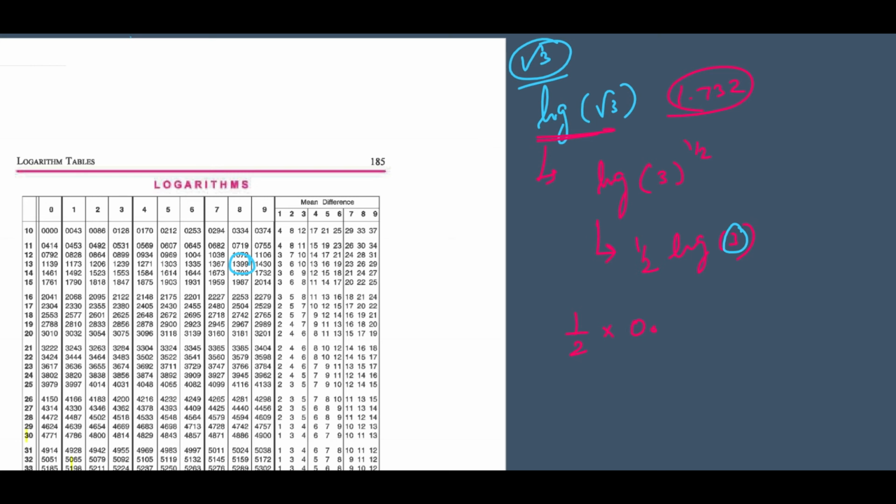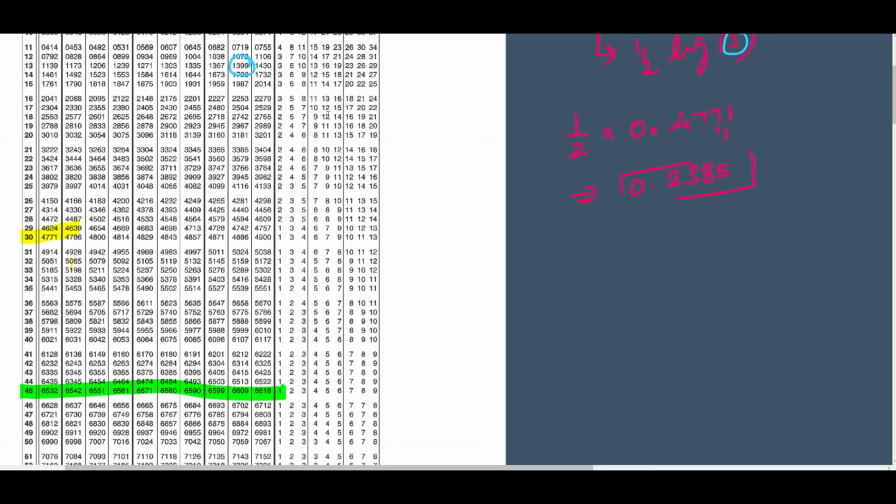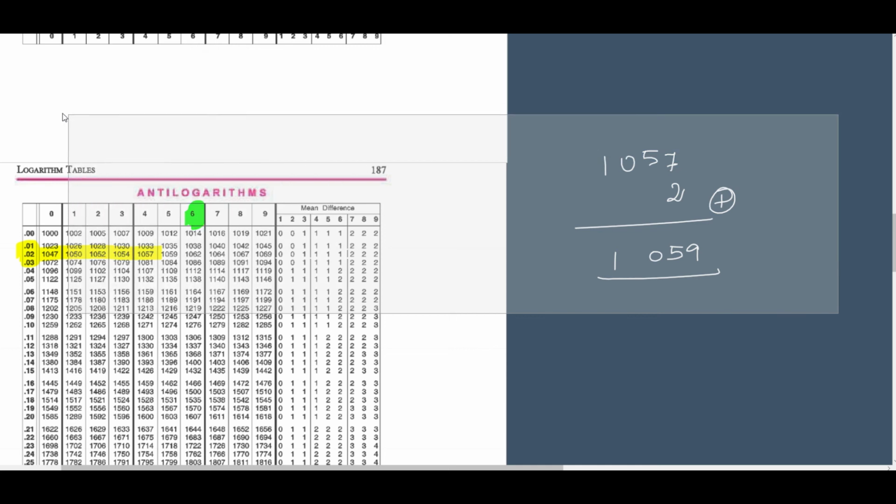Then my answer is 4771. So when you are doing this, what is my value? 0, 4 means 2, 3, balance 1, 8, balance 1, 5, so it will go. Just stop like this. When you are coming to the antilog, 0.02385, we'll go for the antilog. What is my value here? Before that I will erase this.